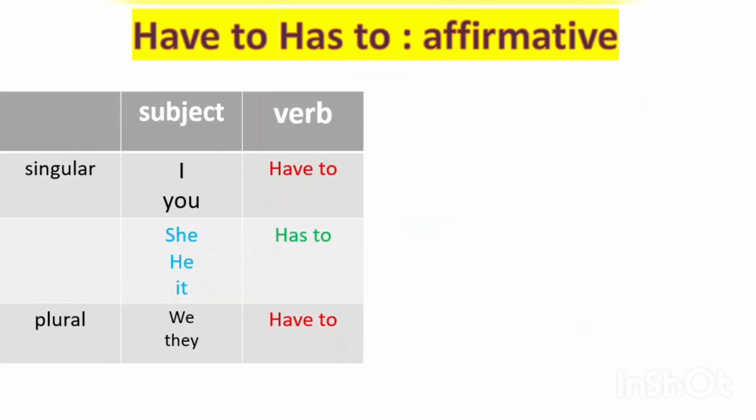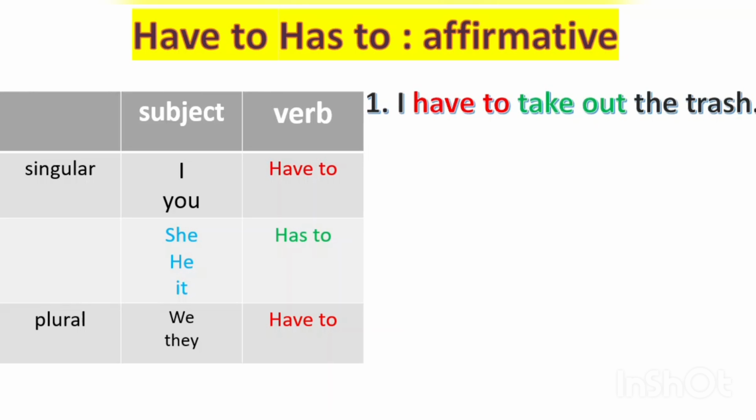Here are the subjects. Here are the singulars. Singular: I, you, she, he, it. I have to, you have to, she has to, he has to, it has to. Plural form: we have to, they have to.